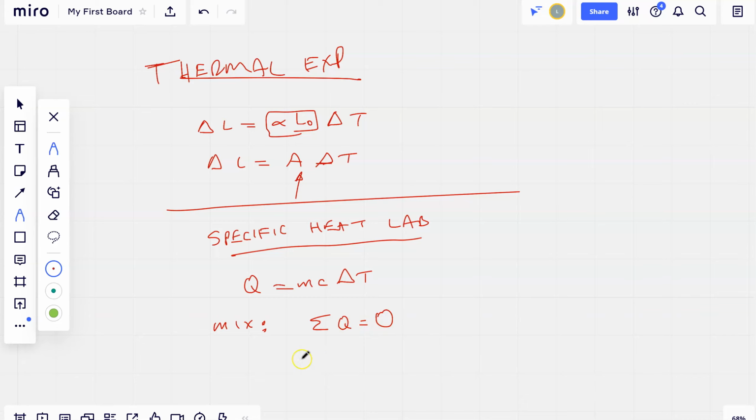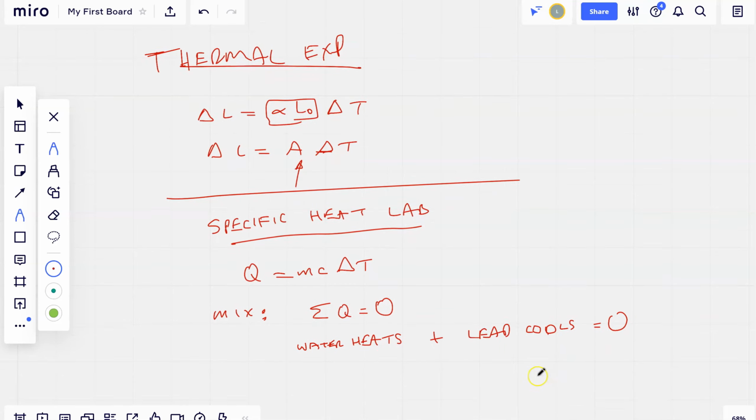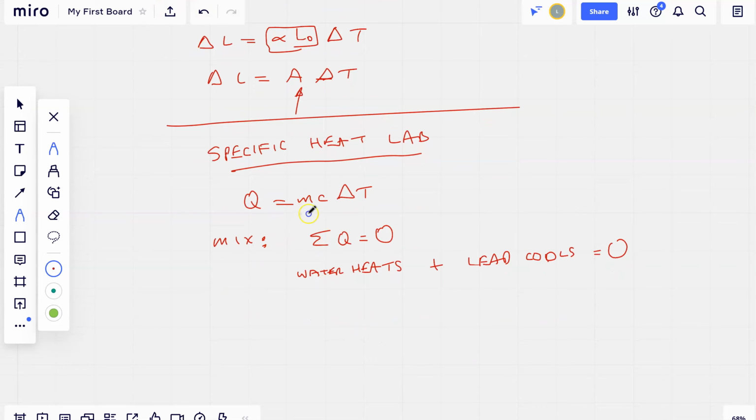So I've got two things that are gonna happen. The water is going to heat up, and the block of lead or whatever you have in there cools off. But when I add those together, I'm going to get 0. All right. Well, water heats by this formula, mc delta T. So I'm going to put that right here. And I'll put some little subscripts, m sub W, c sub W, delta T sub W, to help with that.